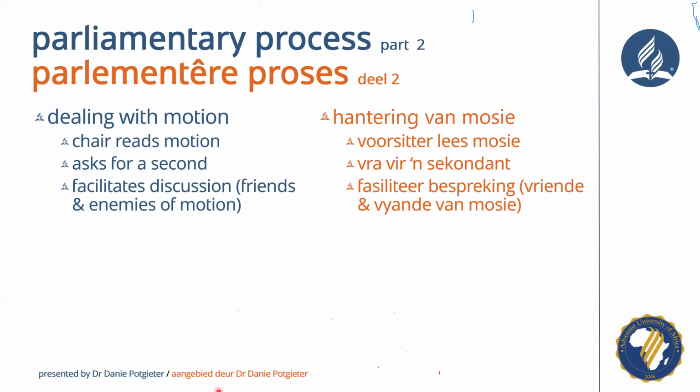The friends and the enemies of the motion. In other words, those for and those against. And the chairperson is supposed to take one from each side. That's why at sessions they've got a for or against microphone. Even at Parliament, you speak for or against the motion.